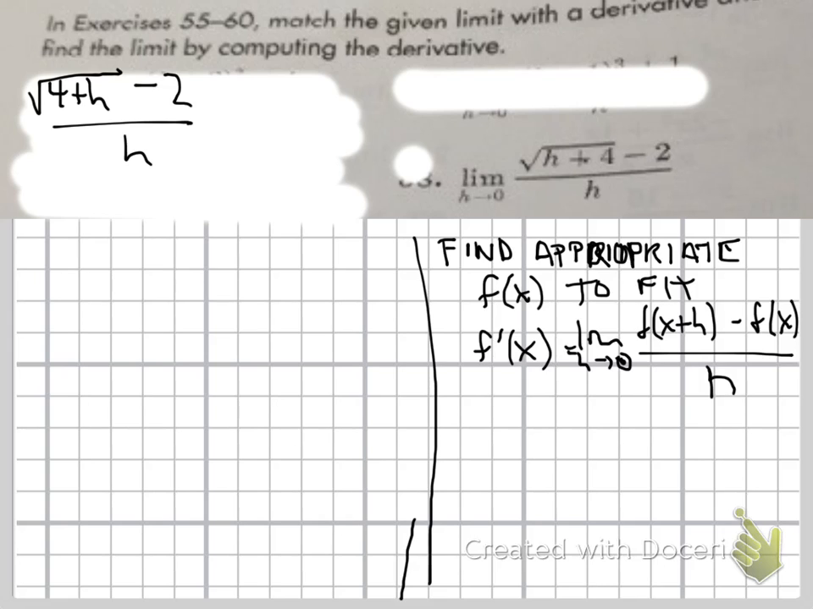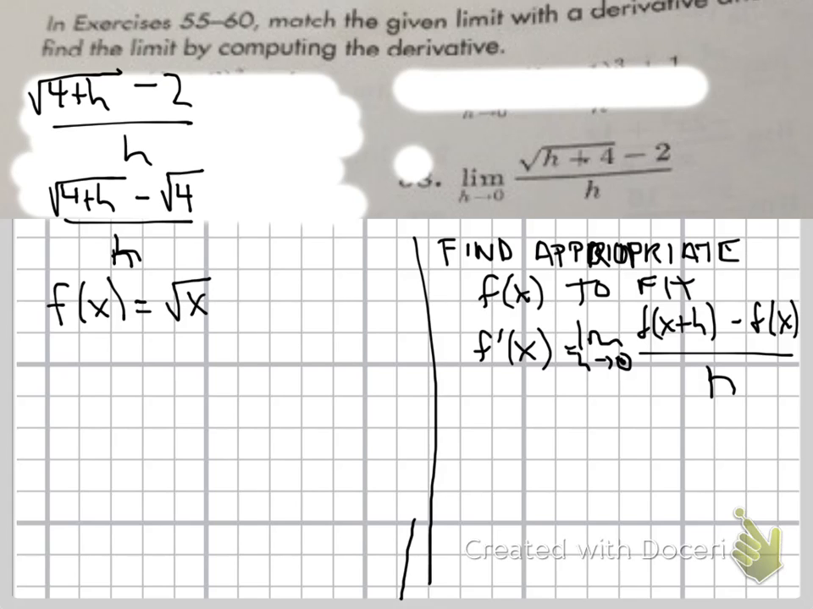And when we start looking at this, we know that f of x plus h and f of x are closely related, and so we're going to rewrite the 2 in a form that's similar to the first term, since we have root 4 plus h here. Let's see, 4 plus h there, I'm going to rewrite 2 as root 4, right? Which lets us see f of x would be the square root of x, right?